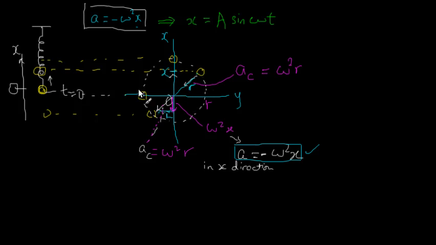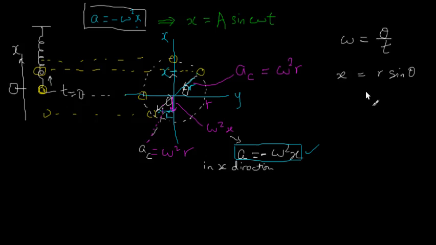Now, let me start by thinking about this angle theta. I know how theta is related to t. It's related to t by the angular velocity. We know that omega, the angular velocity, is equal to angular displacement divided by t. And if this length is r, we also know the relation between r, x, and the vertical height: x is equal to r sine theta. So that's the connection between r, x, and theta.